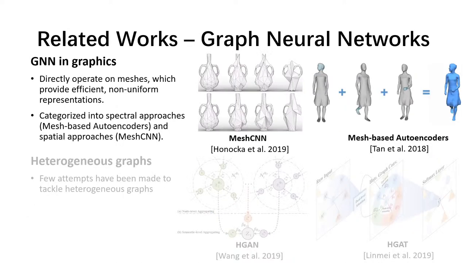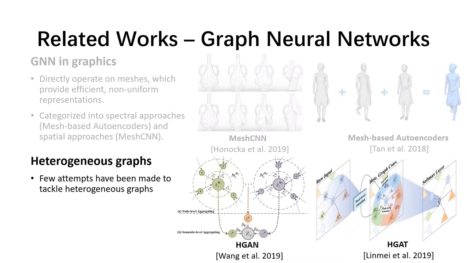Another aspect of related works is graph neural networks. There is an increasing interest in applying GNNs to computer graphics tasks, such as MeshCNN and mesh-based autoencoders. Like MeshCNN, our network is a spatial approach and can be applied to meshes with various topologies. Graph heterogeneity is also a hot topic in deep learning. However, few attempts have been made to tackle the heterogeneity. Our work tries to explore this area.